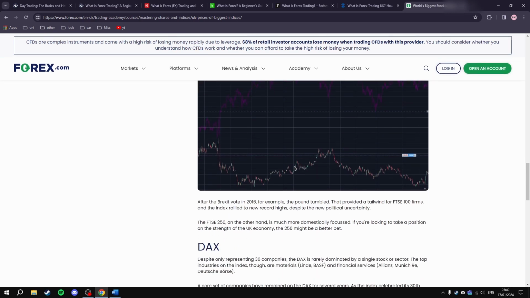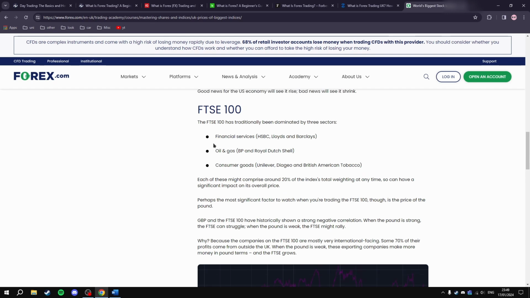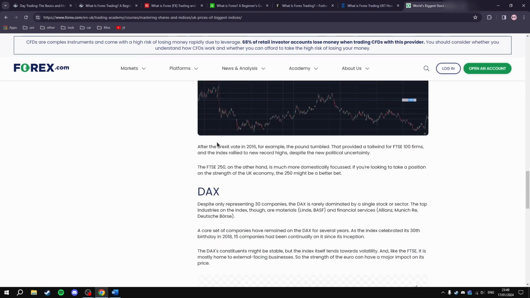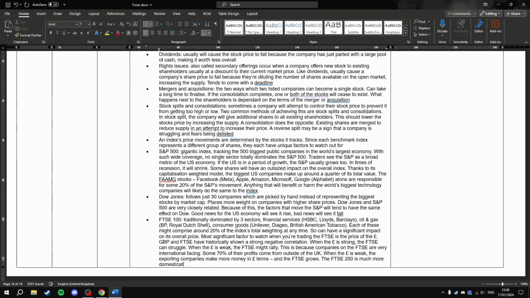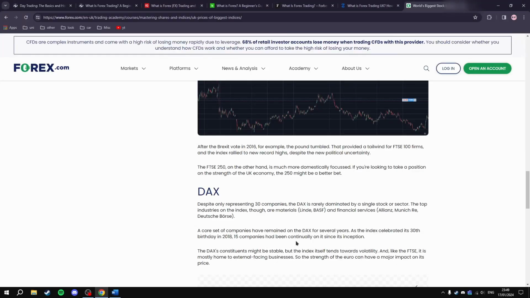The FTSE 250 on the other hand, what is it? This is FTSE 100, isn't it? Is much more domestically focused. If you're looking to take a position on the strength of the UK economy, the 250 might be a better bet.